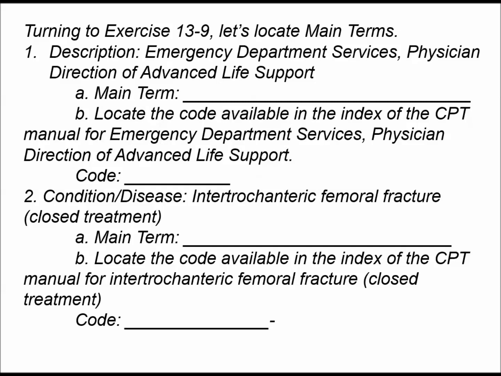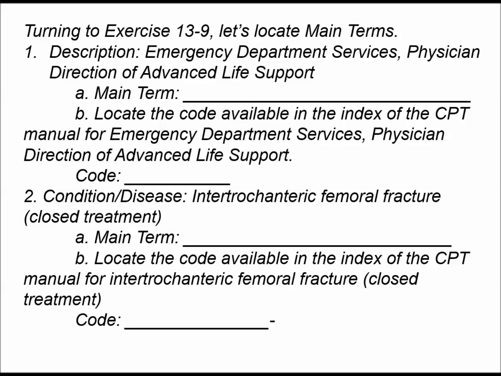Here's another little exercise, and I think this is number 13.9 in your textbook on page 380. With this one, it was actually looking up the main term and then locating the code that would be available for this. The first one is Emergency Department Services, Physician Direction of Advanced Life Support. So what would be your main term on this one? Actually, it would be emergency. Main term would be emergency. So you're going to look up Emergency Department Services, and then you're going to look up Physician Direction of Advanced Life Support, and that would give you the code 99288.